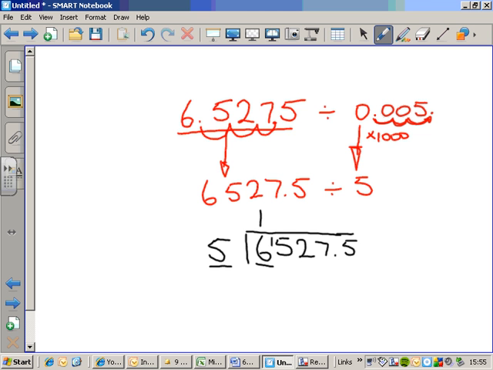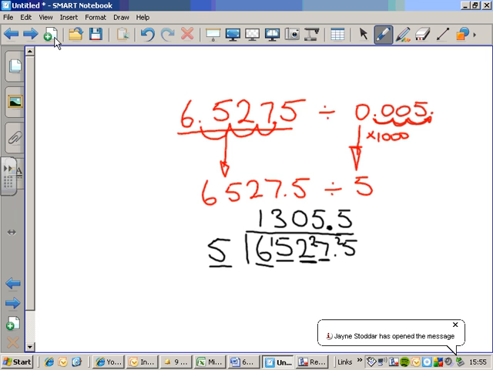How many 5s go into 6? 1 remainder 1. How many 5s go into 15? 3 with no remainder. How many 5s go into 2? You're right, none. And the whole of that 2 is left over still, so we'll carry that 2 across to the 5. Across to the 7. How many 5s go into 27? 5 remainder 2. Don't forget your decimal point. And how many 5s go into 25? 5 do.